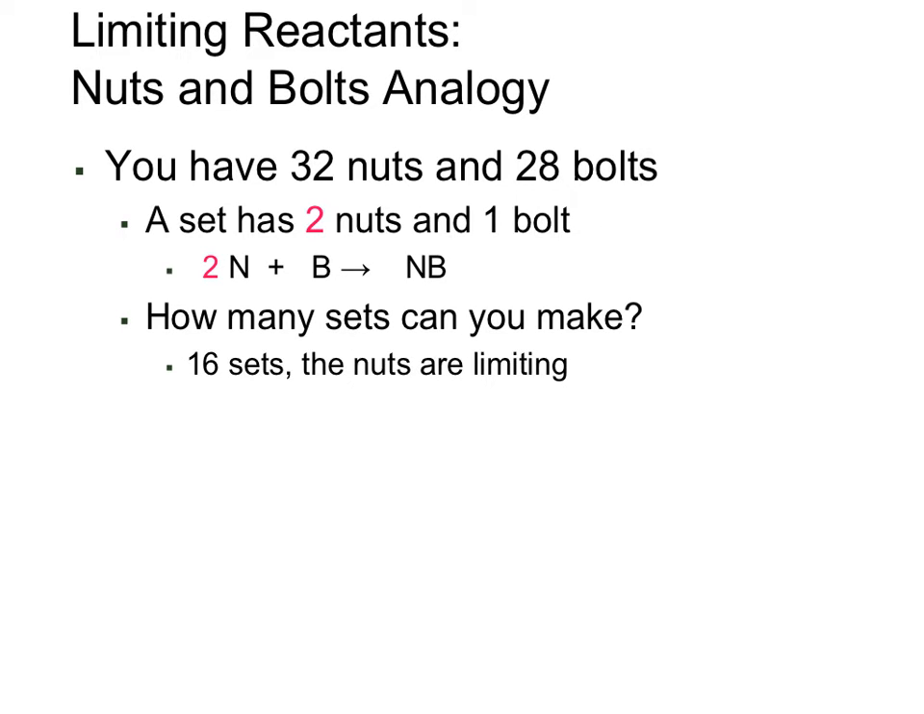Let's say we have a different nut-bolt setup in which we need 2 nuts for every 1 bolt that we have. And so our reaction changes. We now have a coefficient for the number of nuts. 2 nuts plus 1 bolt gives us our nut-bolt set. And so in this case, it will be the nuts that are limiting, because we can only make 16 sets total, since we have 32 nuts, but need 2 per set. And so the number of nuts that we have limits the nut-bolt sets that we can make.